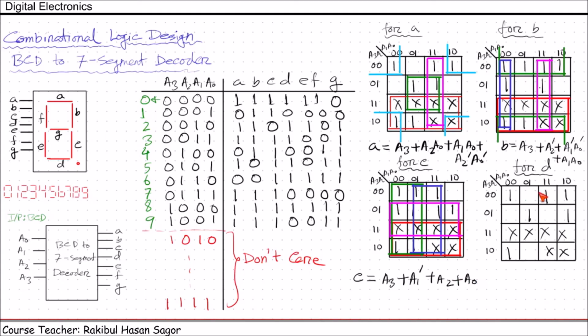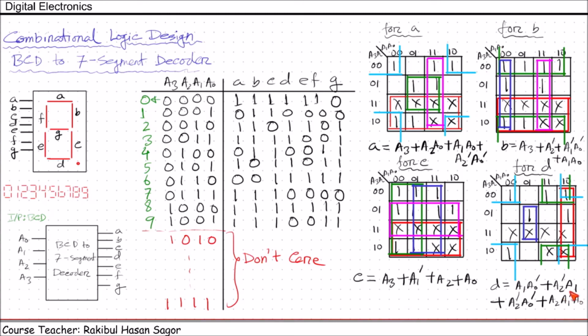Next, let us simplify D. 4 adjacent cells from here, 4 adjacent cells at the corners. For this one, we can take 4. And for this one, we can take 2. Now D equals A1 A0 prime, plus A2 prime A1, plus A2 prime A0 prime, plus A2 A1 prime A0.